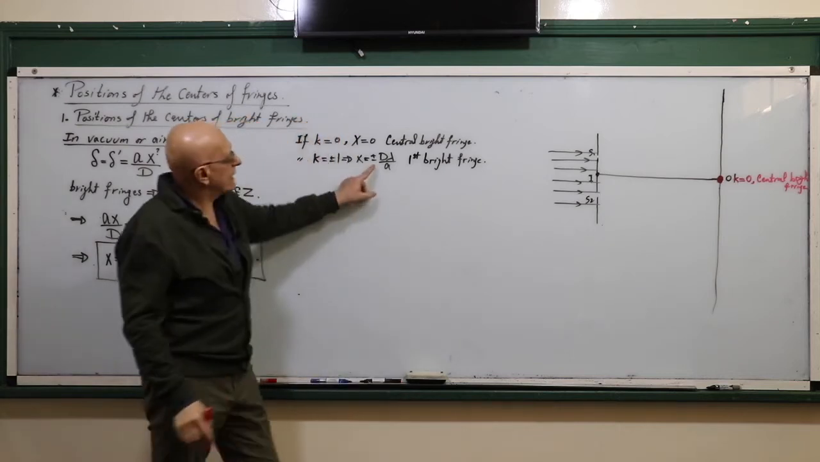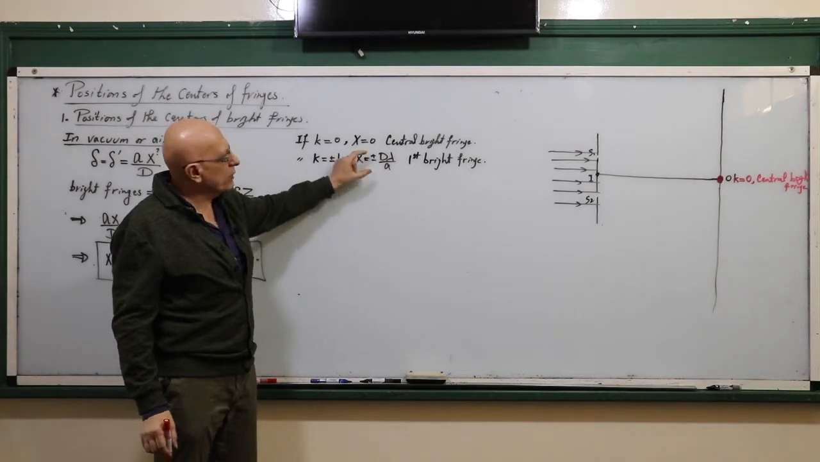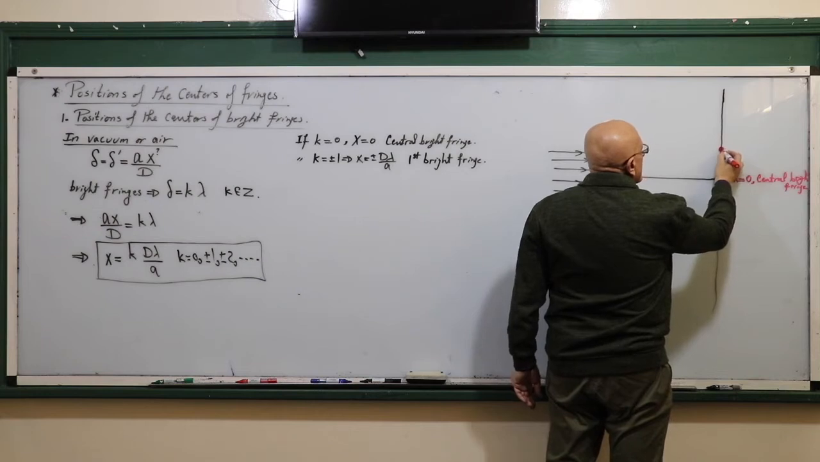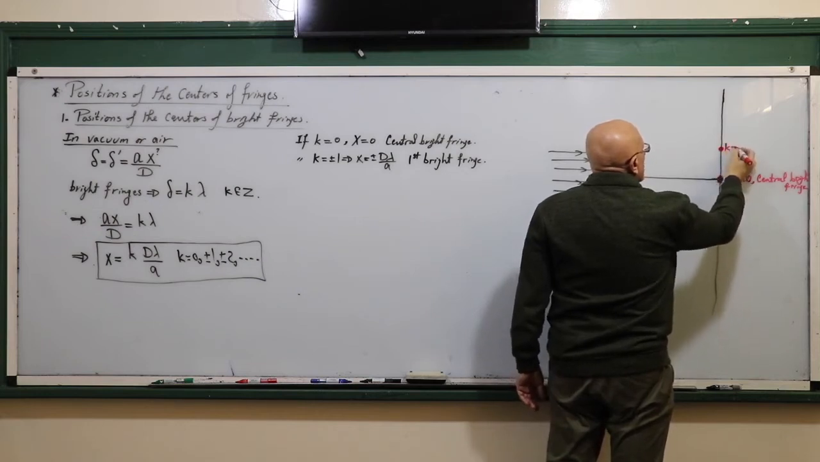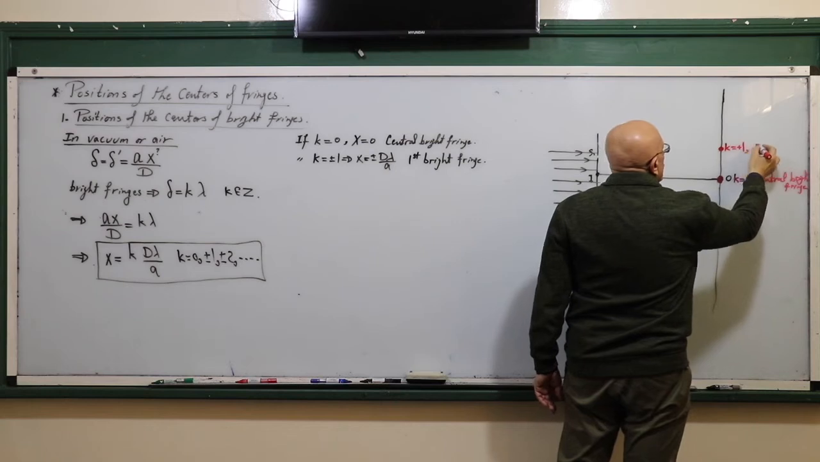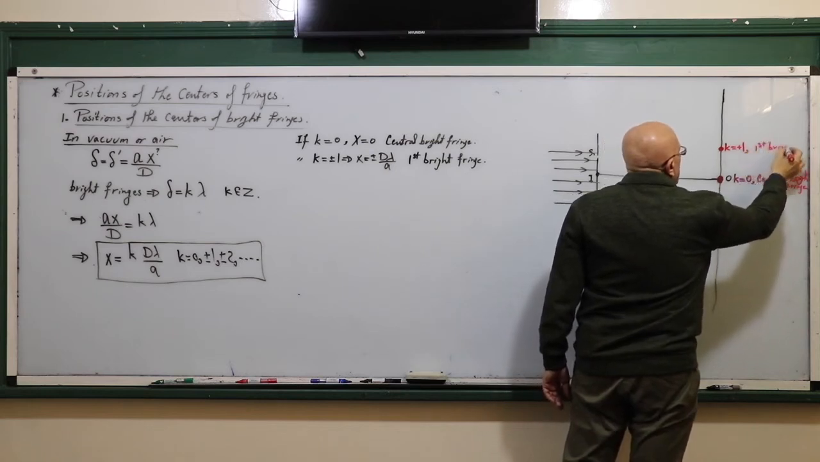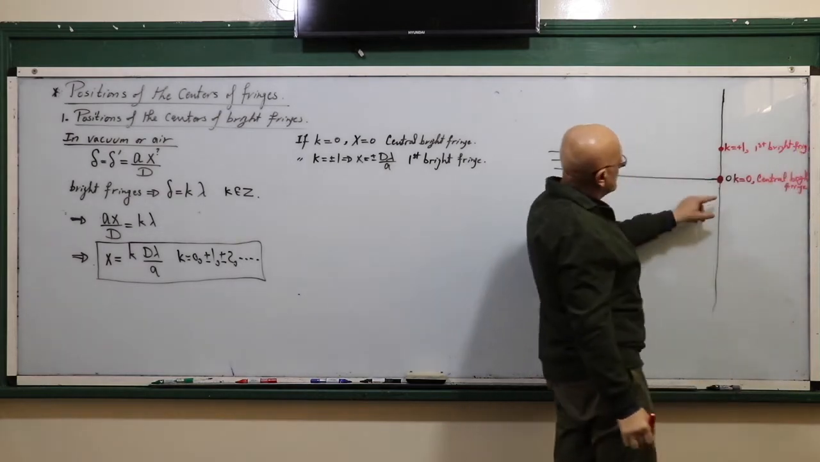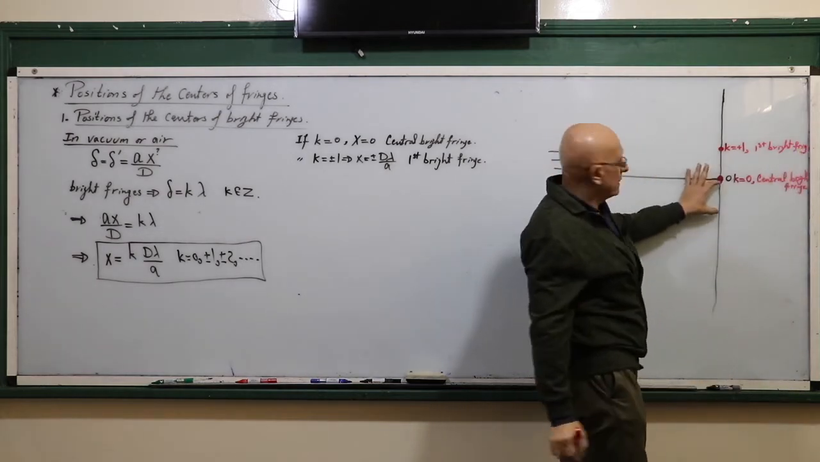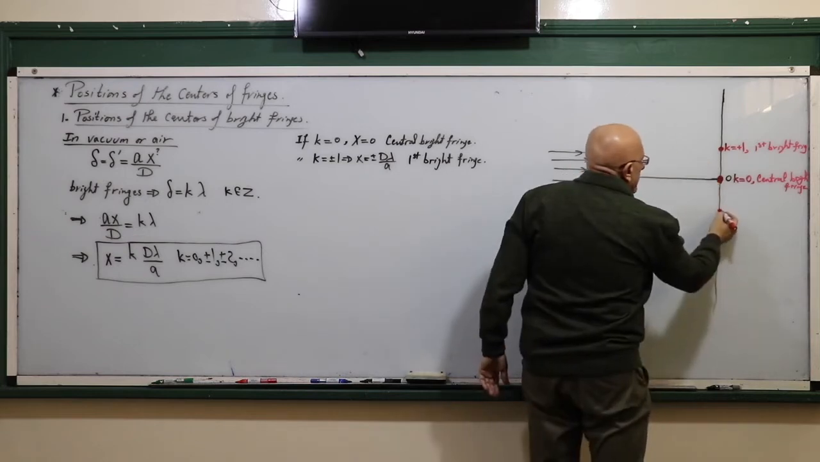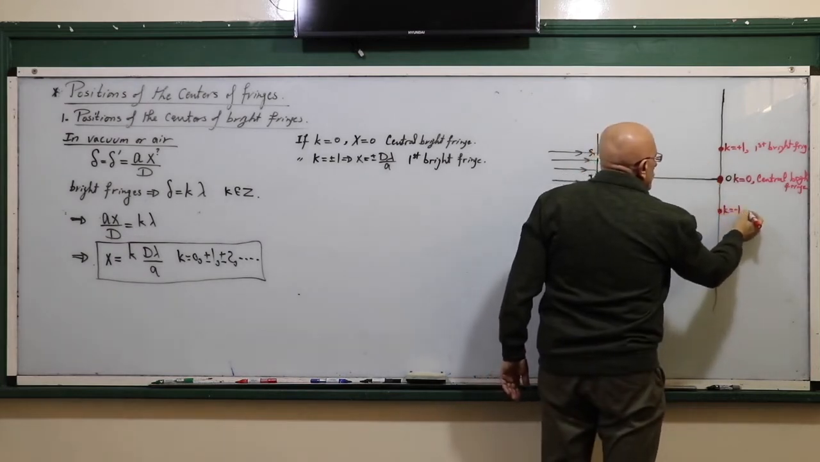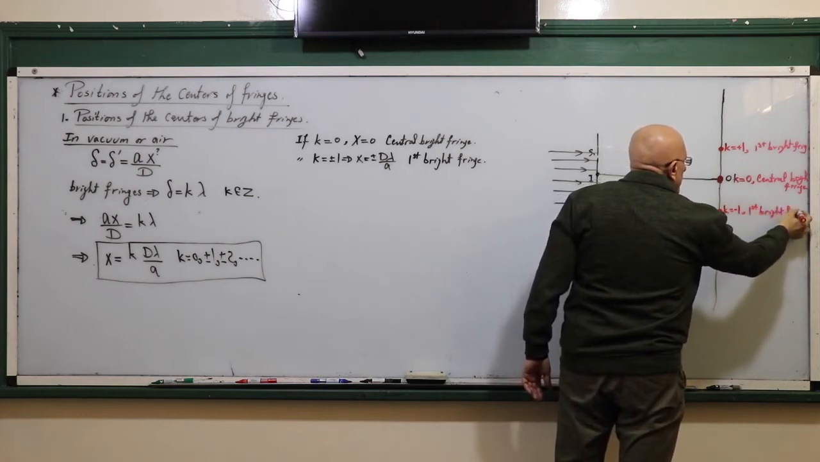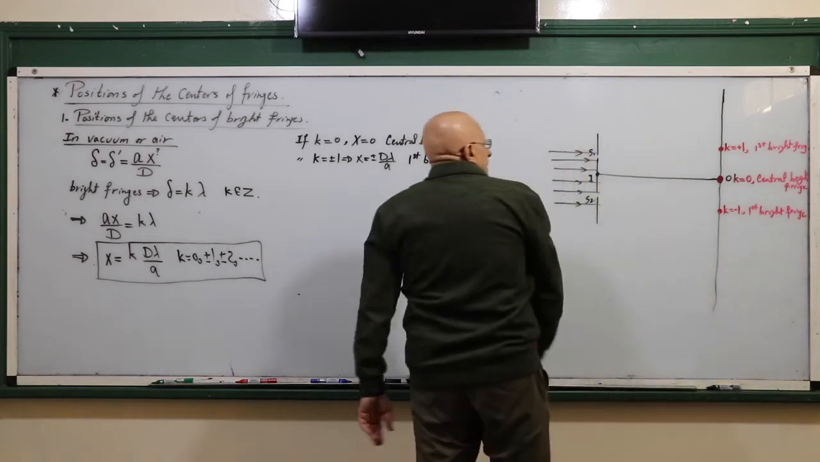This means the abscissa is plus D lambda over A, which means that I should move from O a distance D lambda over A. The order plus 1 gives you the first bright fringe. Okay? Similarly, there is symmetry here, as you see. And here k equal minus 1, also the first bright fringe. Okay?